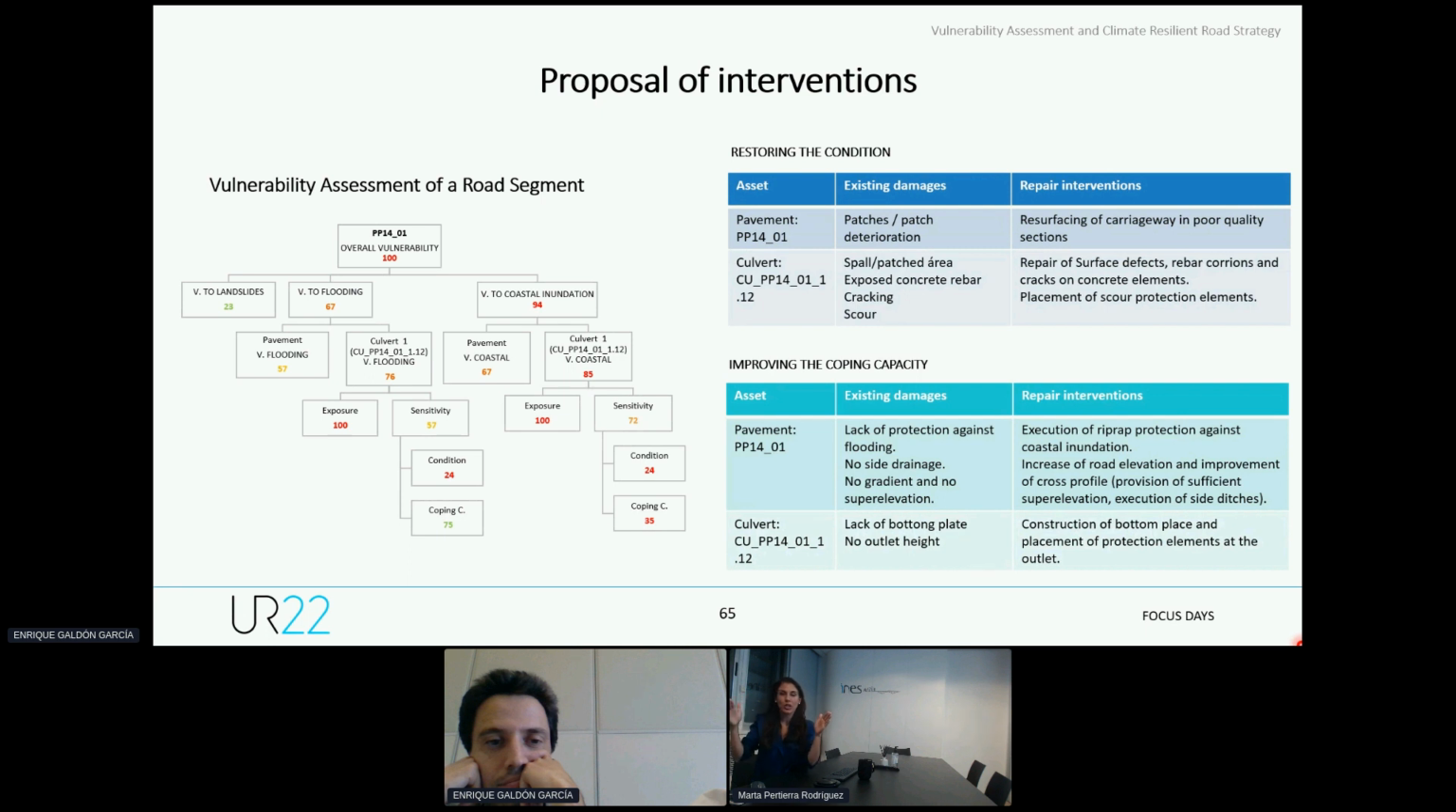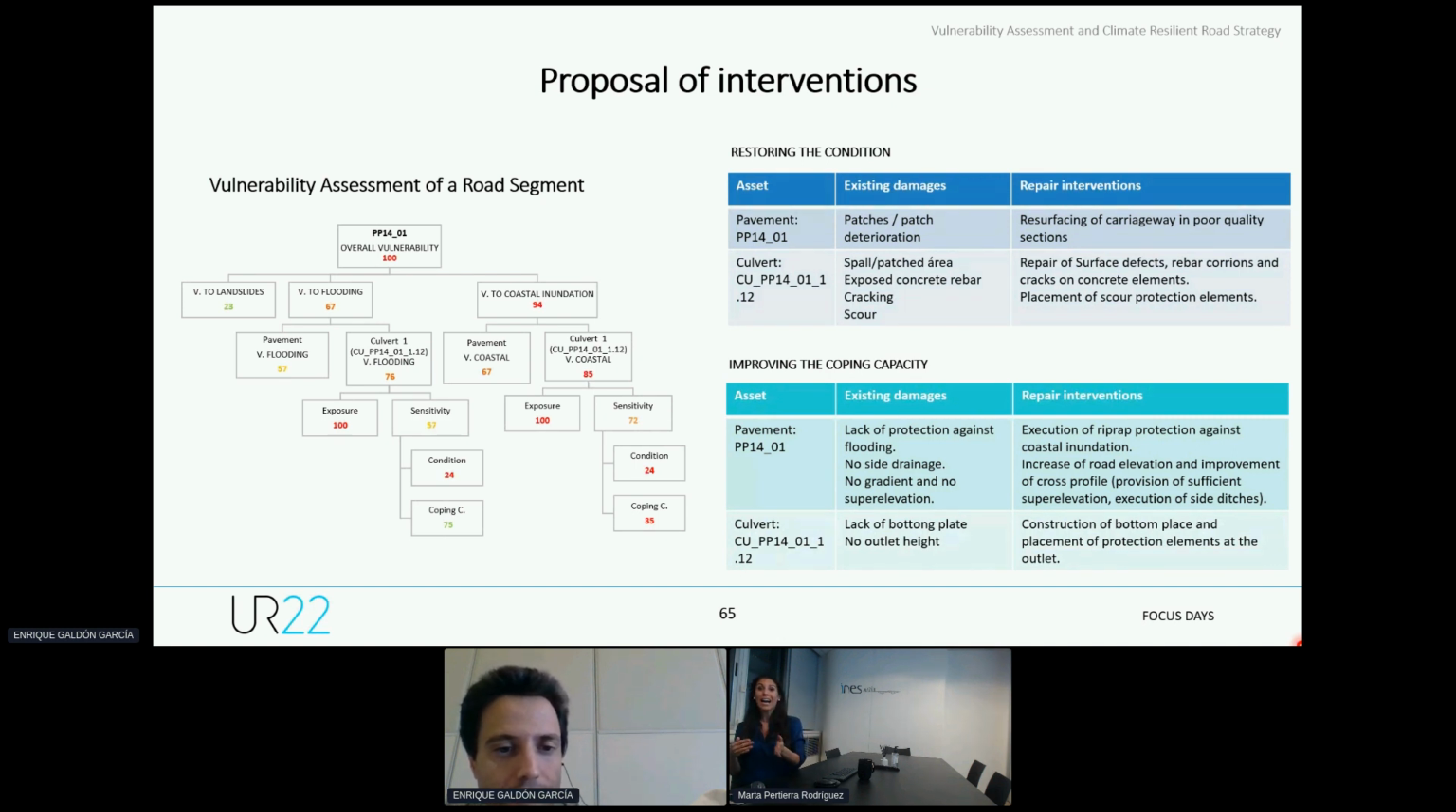They are management units that are useful for the proposal of interventions. So we can analyze in that graph on the left the vulnerability of the road segment, where is it coming from? And as you can see, it comes from the culvert that they have. There's only one culvert in that segment, but it's very, very vulnerable to both flooding and coastal inundation. Why? Because it has a very low condition, but also a low coping capacity in terms of coastal inundation.